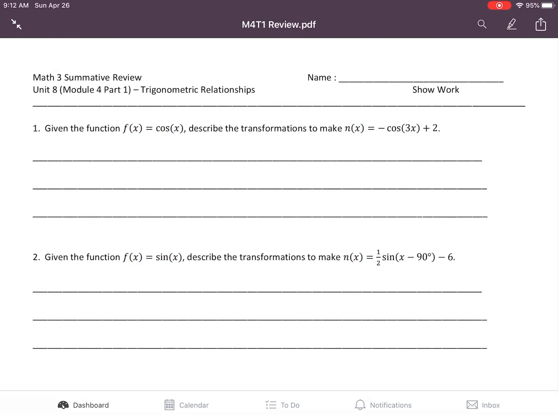So here is the Module 4 Topic 2 review for the test on Tuesday. So here we go. The first question is: given the function, describe the transformations.